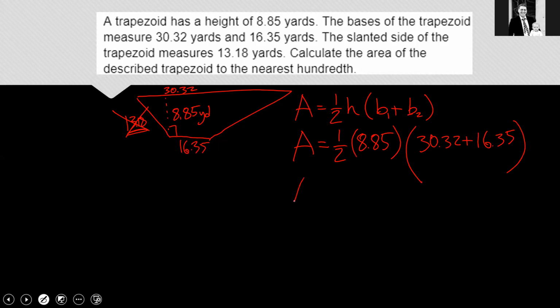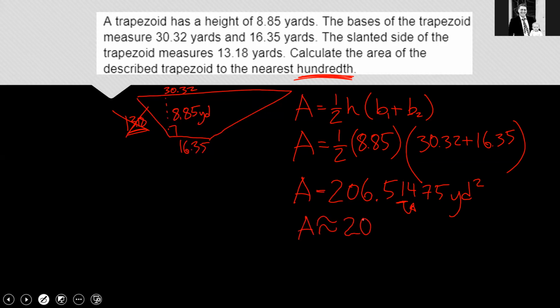So my calculator is giving me an area of 206.51475, and that would be in yards squared. However, this says round to the nearest hundredth, so that means I need to round to this second digit after the decimal place. And will that 4 make my 1 round up or stay the same? It'll make it stay the same. So 206.51 yards squared will be my answer.